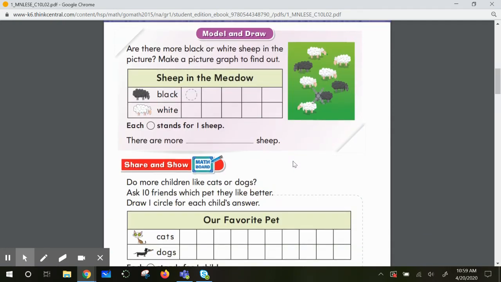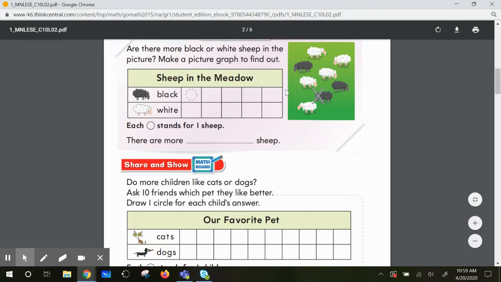All right, moving on. Are there more black or white sheep in the picture? Make a picture graph to find out. Here is our picture. Here is our title, Sheep in the Meadow. Here are the things we are graphing, black sheep and white sheep. Each circle stands for 1 sheep.